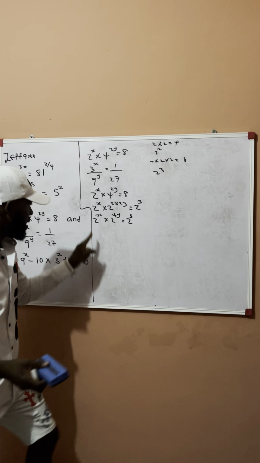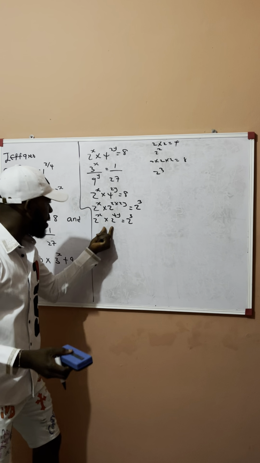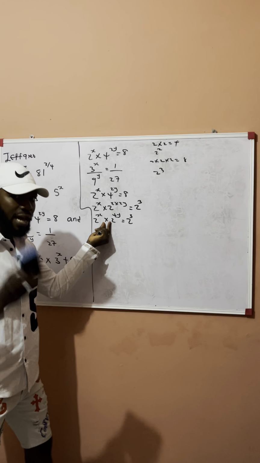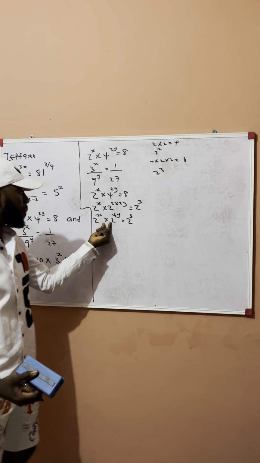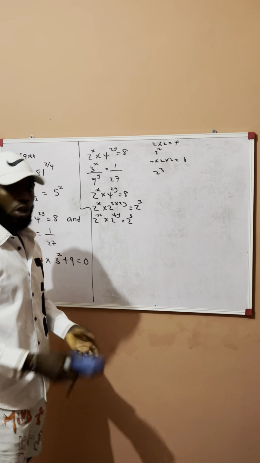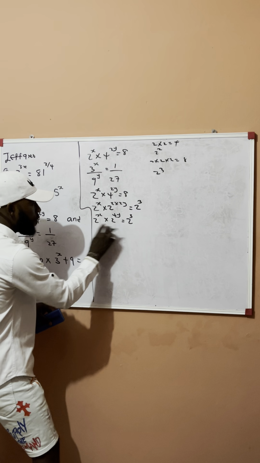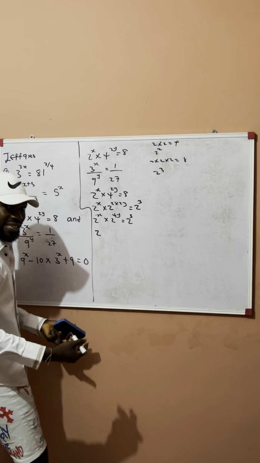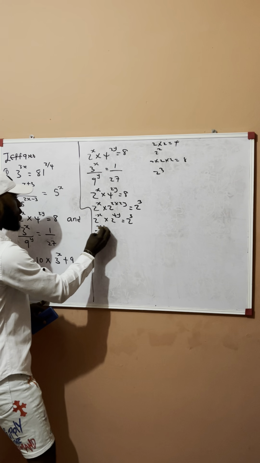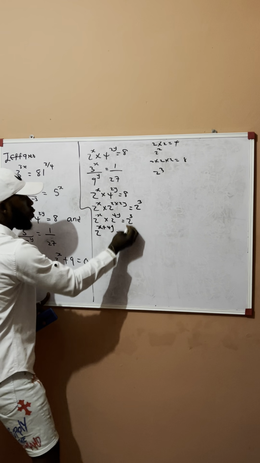Now you will notice that the base here is 2, the base here is 2, and the sign separating them is times. And we said when the bases are the same and you have a multiplication sign separating them, the times becomes plus. So we pick one of the bases, 2, and then what do we do to the powers? We add. So here becomes x plus 4y, equal to, what do I have here?